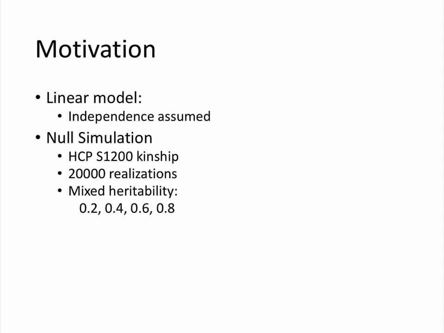We are using a linear model to find the areas in the brain whose structure or function is related to a covariate. And in the context of the GLM, the main assumption is independence. But clearly in the HCP, the subjects are not independent of each other, and ignoring this may lead to spurious findings. To see how severe these spurious findings could be, we performed a null simulation using the HCP S1200 data release kinship matrix.